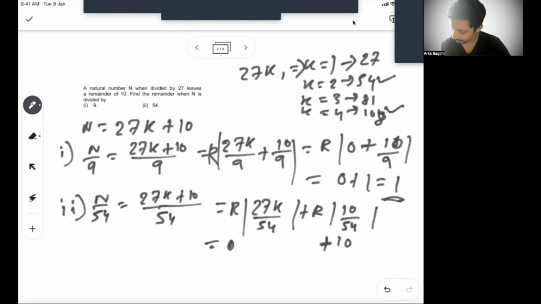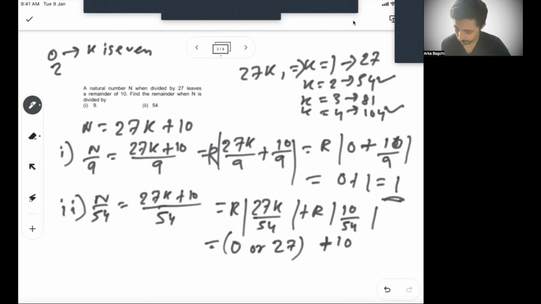0 or 27 as a remainder. Basically 0 when k is even, and 27 when k is odd. These are the only two possible remainders that can come out when a multiple of 27 is divided by 54.